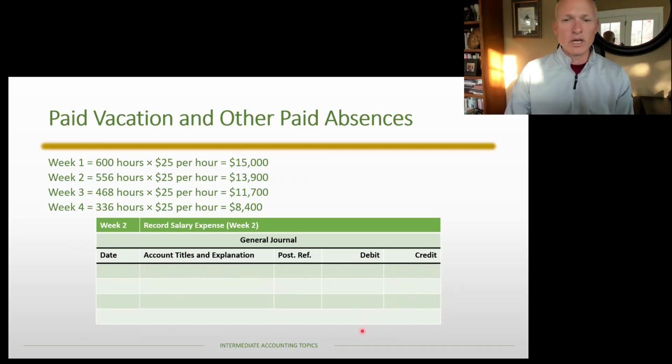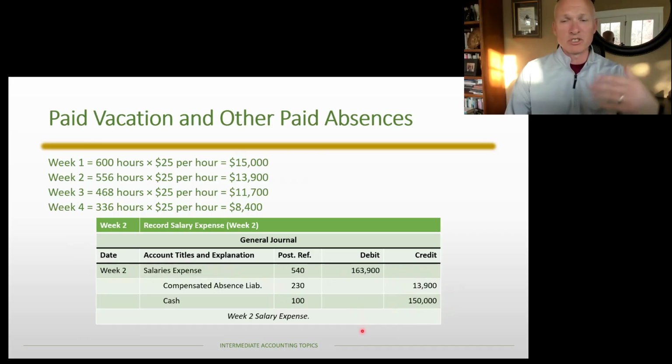And similarly, in the second week, slightly different numbers. I'm still paying them $150,000 in total again, because in the mixture between work and vacation, there's a total of 6,000 hours. But then, of course, the compensated absence increased, but by a lesser amount, and therefore the salaries expense is still more than what we paid, but a little bit less than what it was in week one. And then week three, it gets a little bit smaller, and week four, it gets a little smaller again. And then over time, you could potentially have it go the other way, but just in general, this is kind of how it would work.